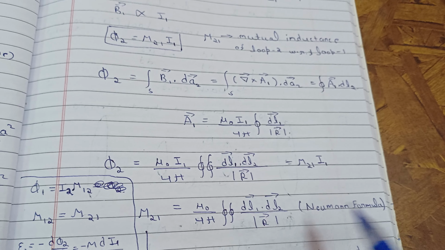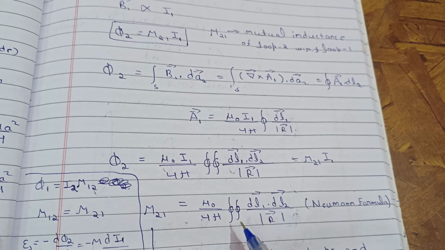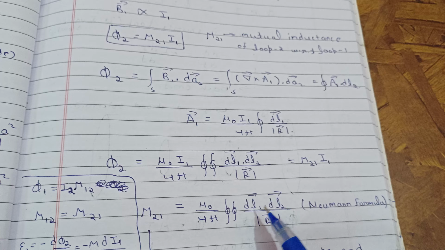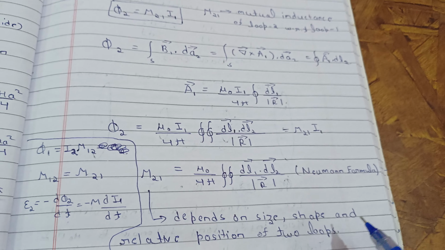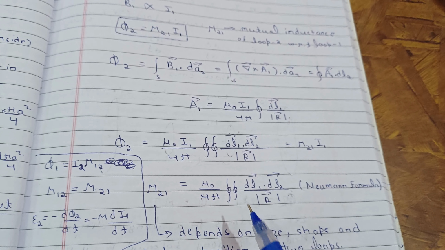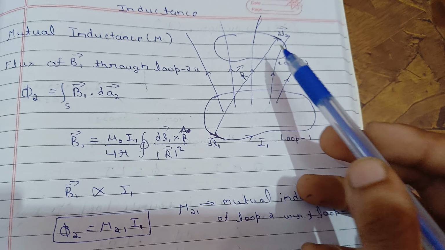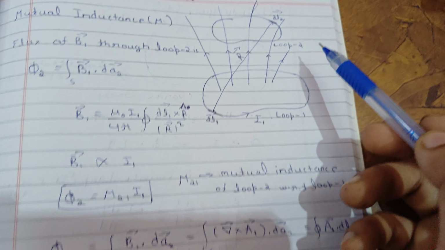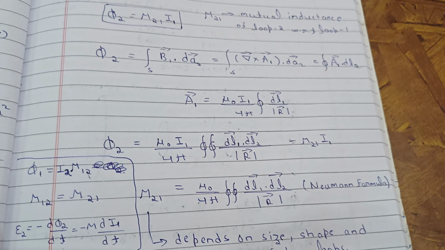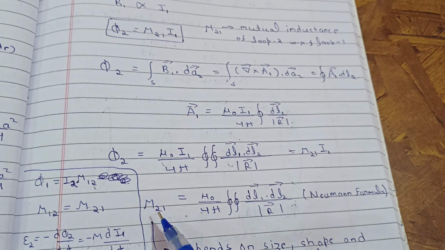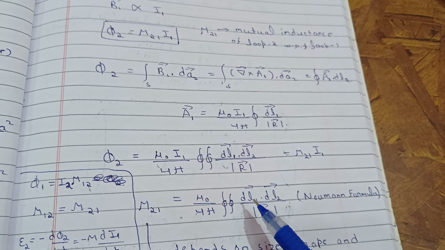This is called Neumann's formula, and it shows that the mutual inductance depends only on the dimensions, that is the size, shape and relative position of the two loops. Whether you are finding the mutual inductance due to this loop on that loop, or the reverse, it will remain the same, because dL1 and dL2 depend on both of them. So the conclusion is that mutual inductance depends on both loops and remains the same for both.